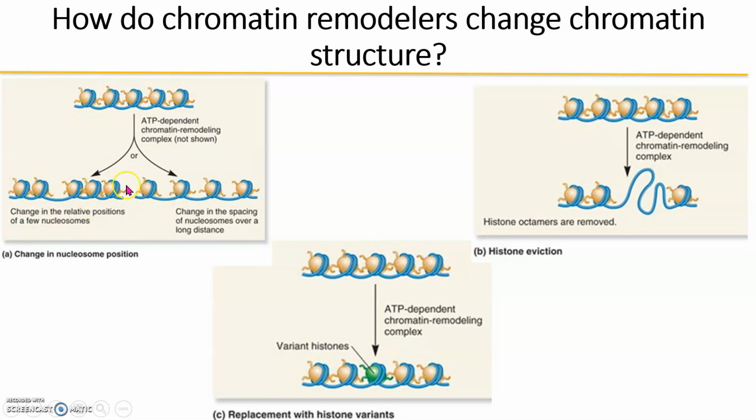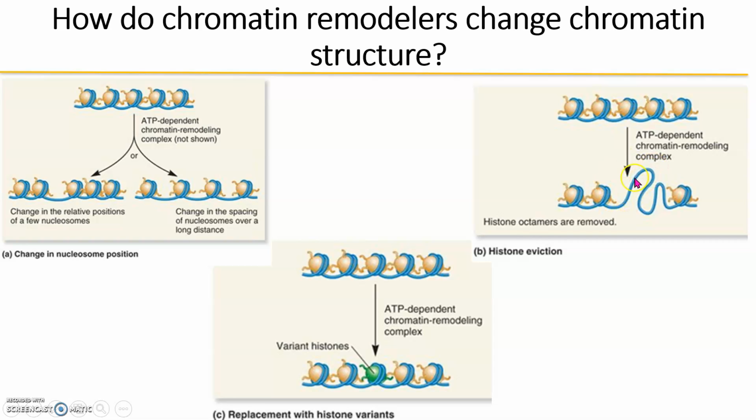Sometimes there's a change in the nucleosome position. So what does that mean? We can shift the nucleosomes where they are. So we see here, we have these 5 in a row. We can open part of it or open space in between all of them. We can kick a histone out.